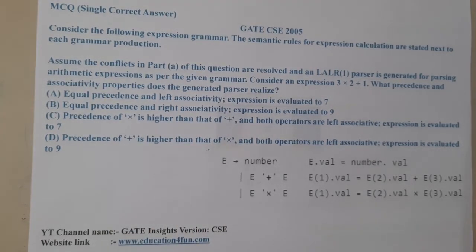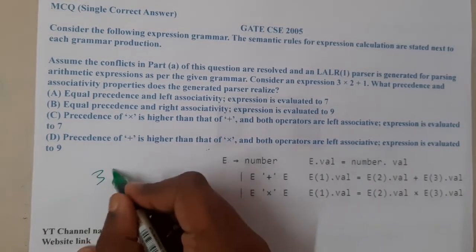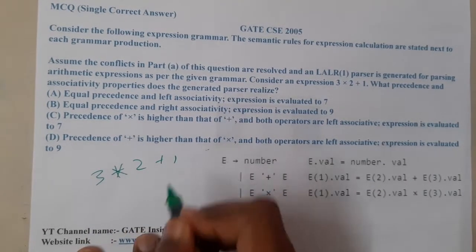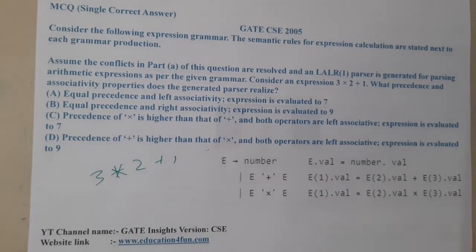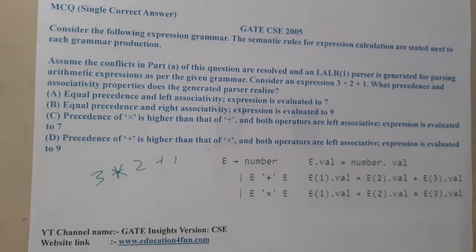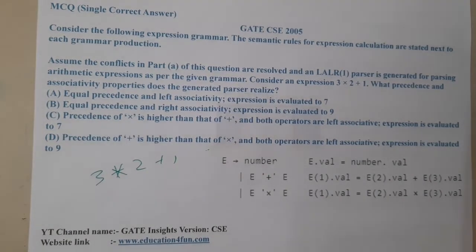An LALR1 parser is generated for parsing the arithmetic expression 3 into 2 plus 1. What precedence and associativity property does it generate? Basically, if we are talking about associativity, what are we using, our trick, guys? I think we are using a single trick for this associativity. What is that trick? Whether it is having left recursion or right recursion. Based on that, we are identifying it.